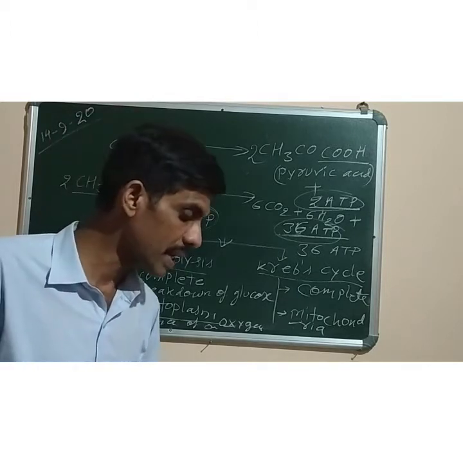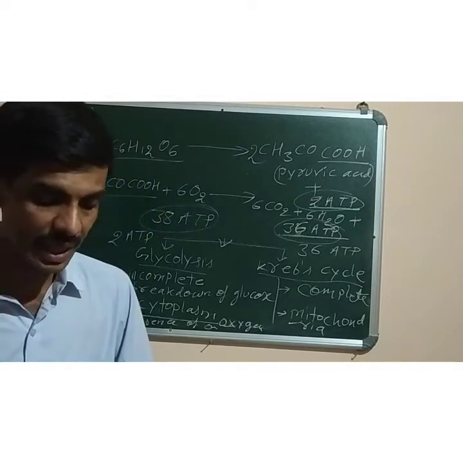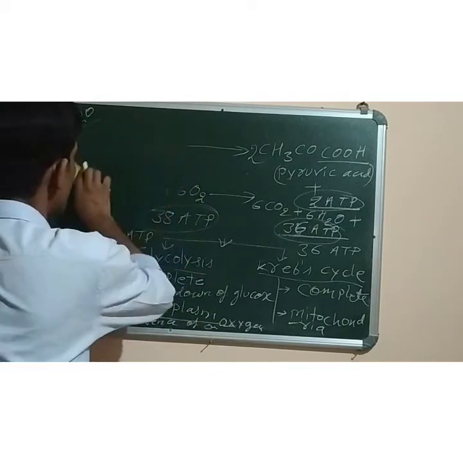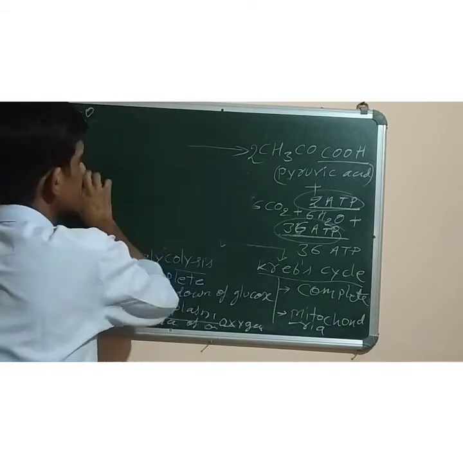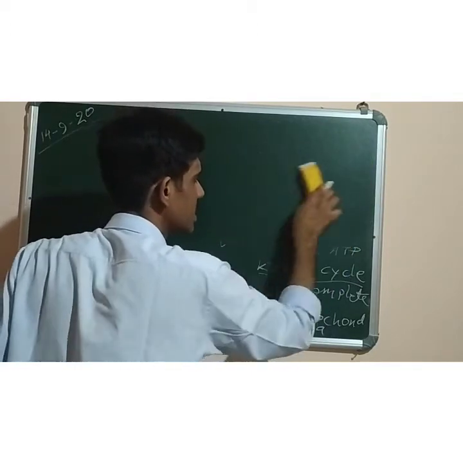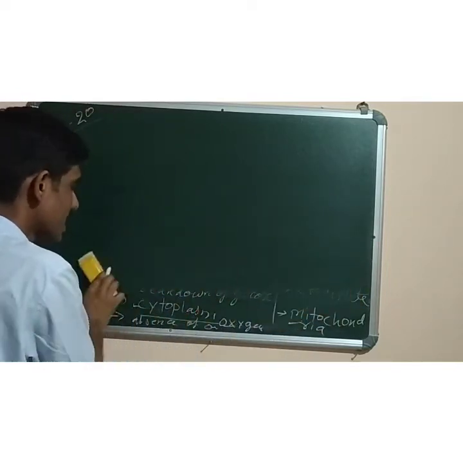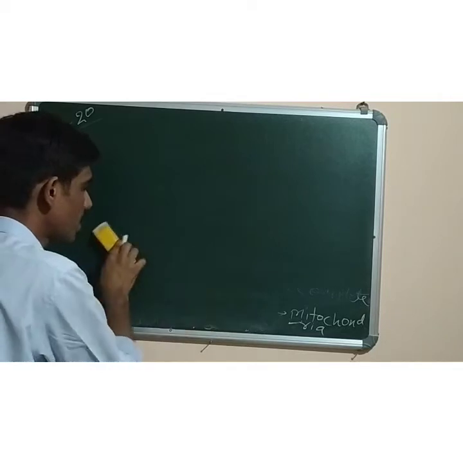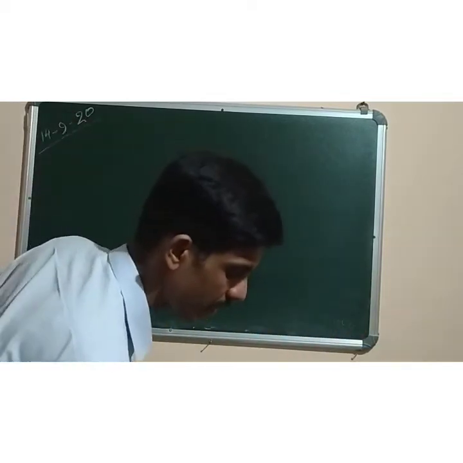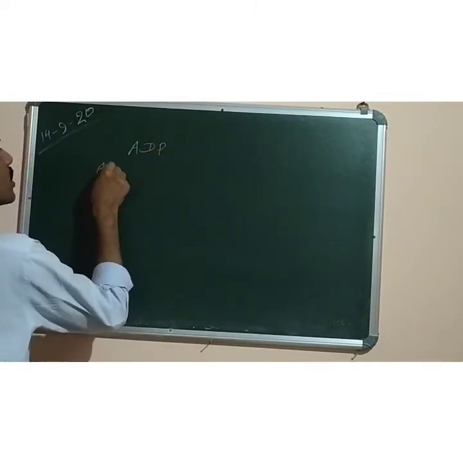Now next topic is ATP is the energy currency of the cell. You know what is ATP? ATP stands for adenosine triphosphate. It is called the energy currency of the cell because the cells utilize energy in the form of ATP only. Now, when energy is stored inside the body cells, it is stored in the form of ADP, that is adenosine diphosphate. ADP stands for, the full form is adenosine.